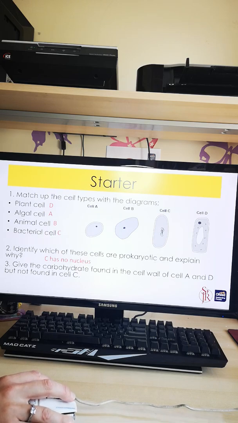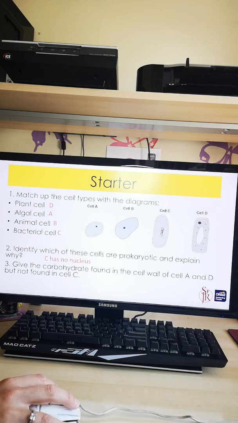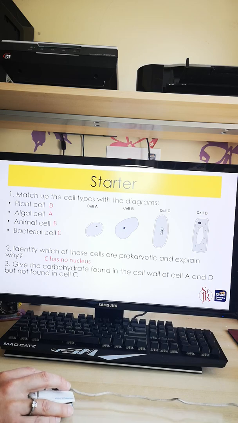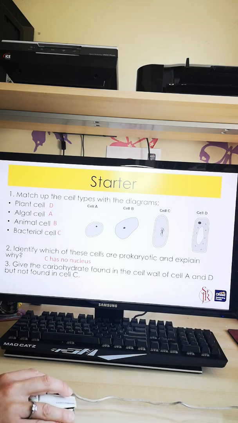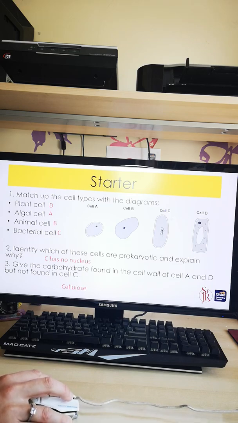And then finally for 3, give the carbohydrate found in the cell wall of cell A and D, but not in C. So we should know that our plant cell walls and our algae cell walls contain cellulose. The prokaryotic cell has a cell wall, but it is not made of cellulose. Okay, so that's a structural difference.